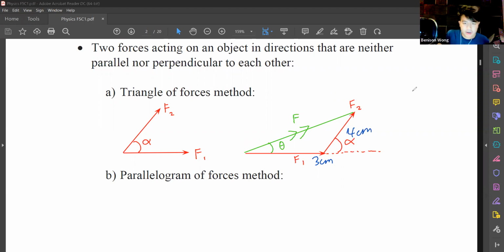That will be the resultant force, the magnitude of the resultant force. Is that okay? And then the angle over here, from the resultant force to the horizontal force, that will be the direction, theta. Are you clear?